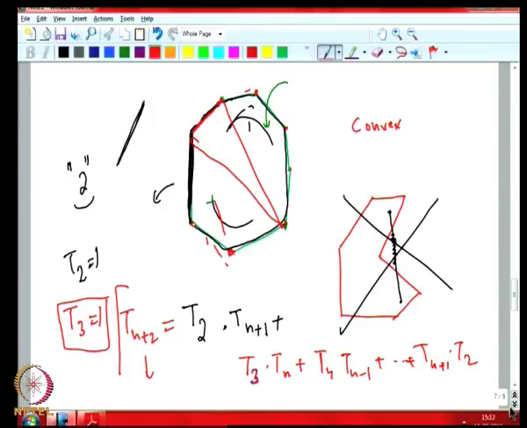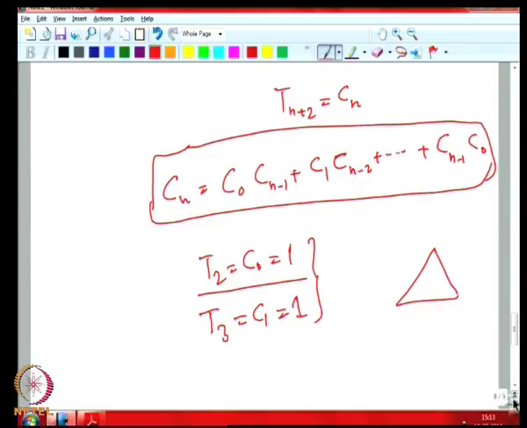methods we used to say that the number of ways to triangulate the convex polygon of n plus 2 sides is actually Cn, namely the nth Catalan number.